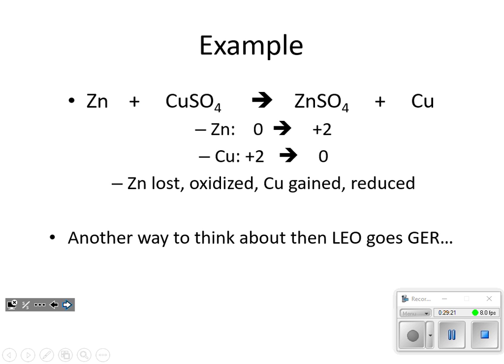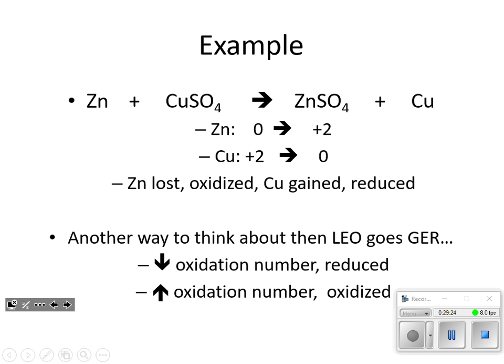Or, the last way, instead of Leo goes GER, if the oxidation number is reduced, if it goes down, that thing was reduced. If the oxidation number goes up, that thing was oxidized. So either remembering that electrons are negative and Leo goes GER can help you in that identification, or my bottom point here, when oxidation numbers go down start to finish, plus 2 is bigger than 0. That number goes down. It was reduced.